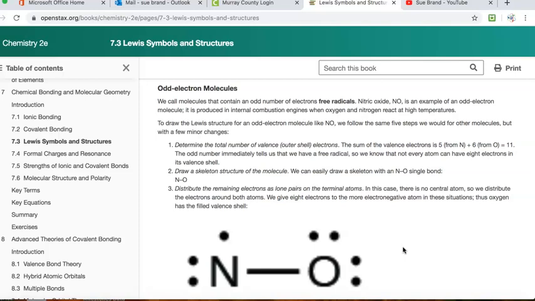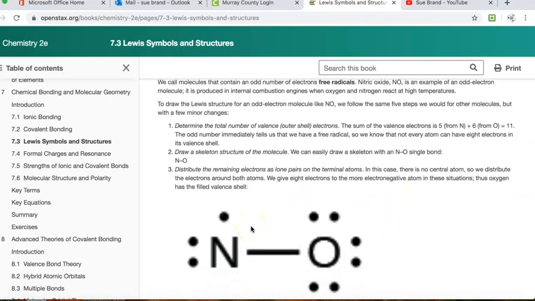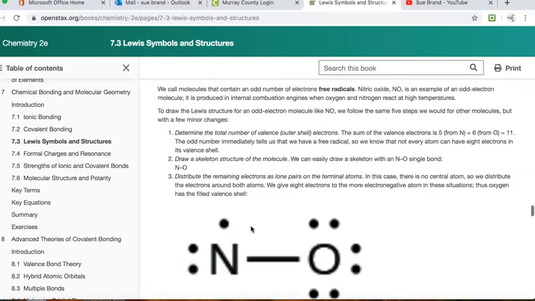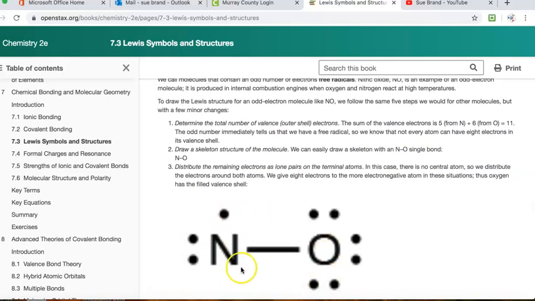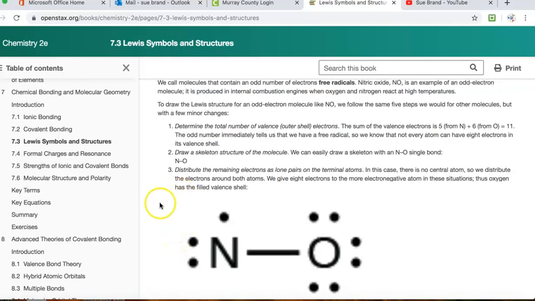Nitrogen oxide is an example of an odd electron molecule. It's produced in internal combustion engines when nitrogen and oxygen react at high temperatures. So here we see a system of what to do when you have an odd number of electrons. First you determine the total number of valence electrons.